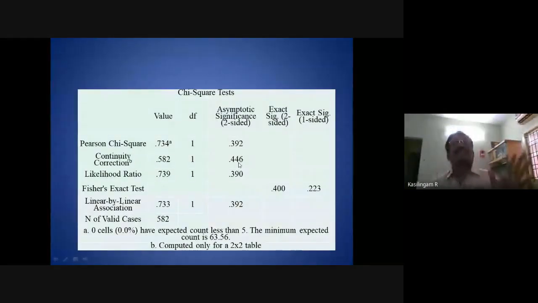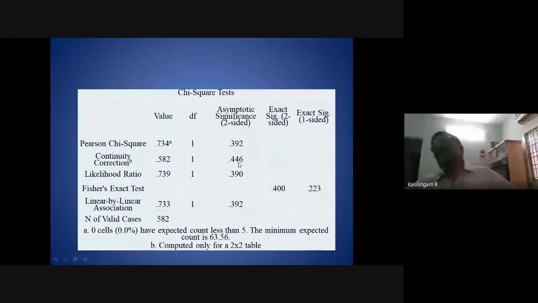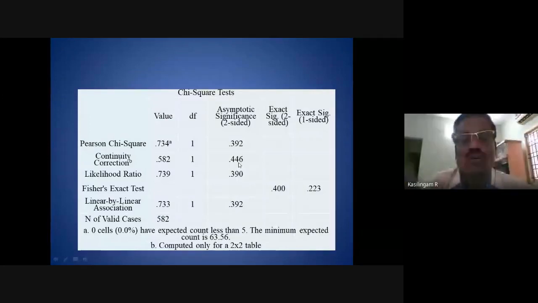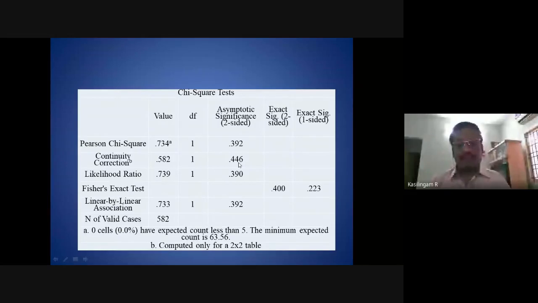Then we cannot say males prefer organized retail and females do not prefer organized retail, because there is no association between organized retail, yes or no, and gender. Which means we cannot tell whether females prefer yes or no, or males prefer yes. Like that we cannot tell. No association. Alright. Now very simple.